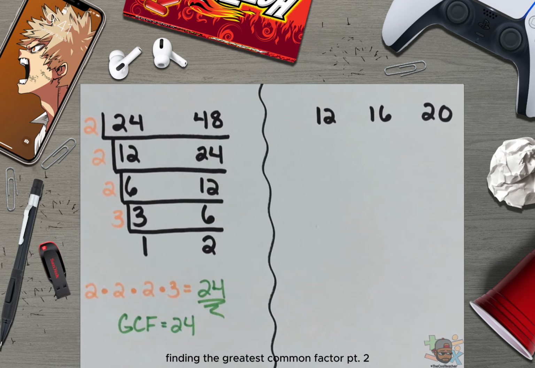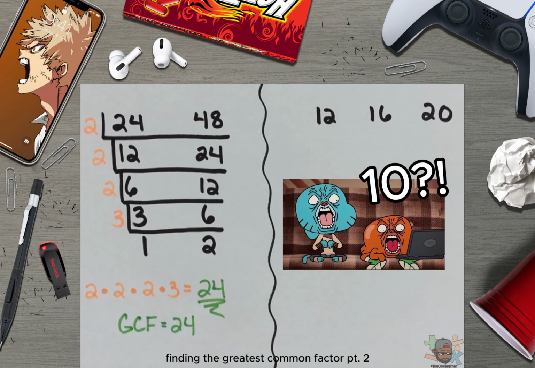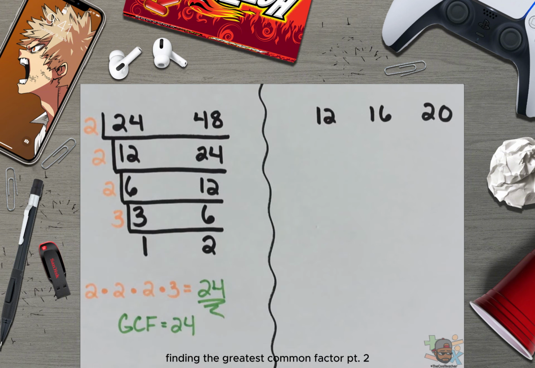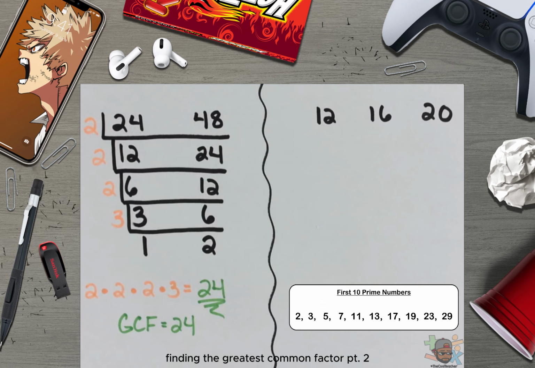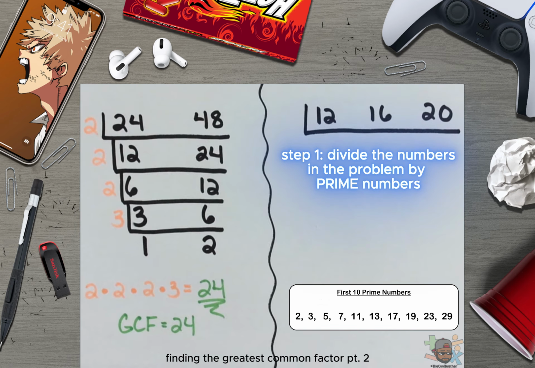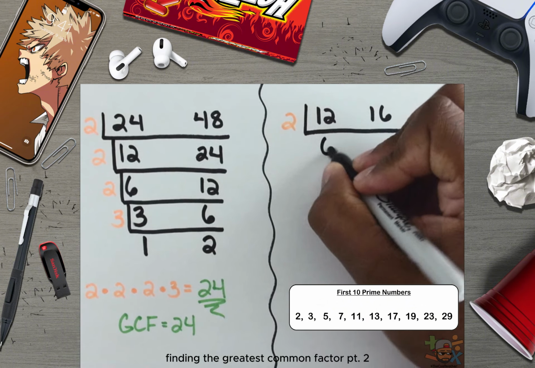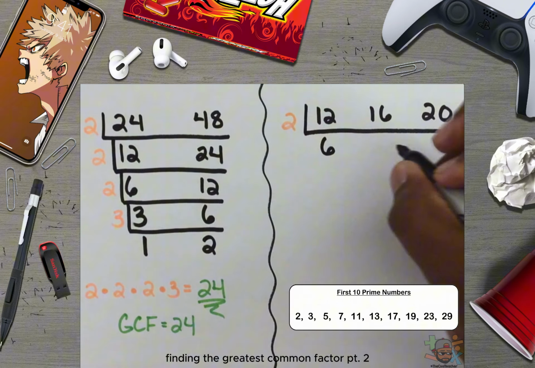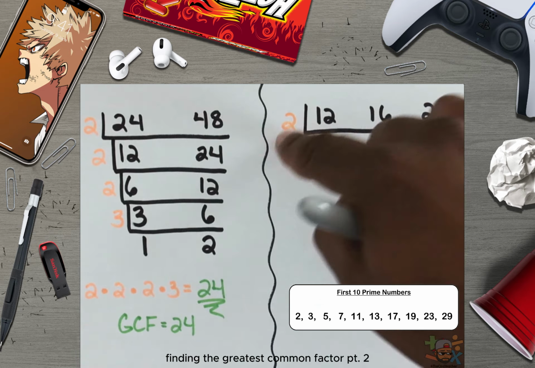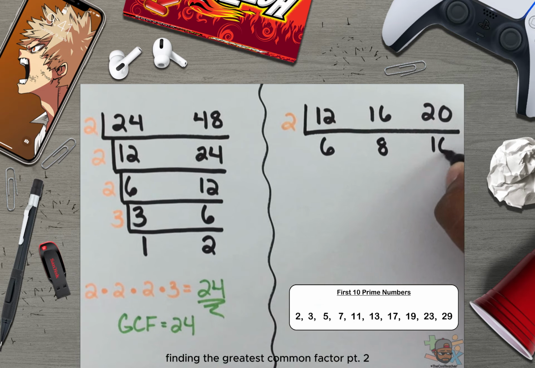Now, it doesn't matter if there's 2 numbers that you're finding the GCF for, 3 numbers, 4 numbers, 10 numbers. This method works for however many numbers you have. Now, in this case, you have 3 numbers here. We're going to find the GCF using that same method. Going to divide this by what? 2, because they're all even numbers. Just make it easy for yourself. 12 divided by 2, 6. 16 divided by 2, 8. 20 divided by 2, 10.